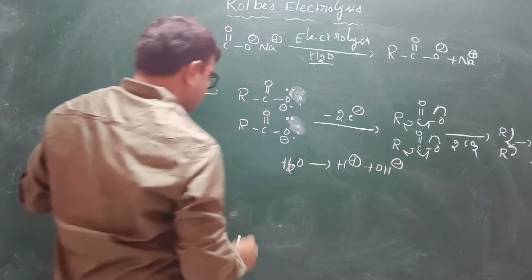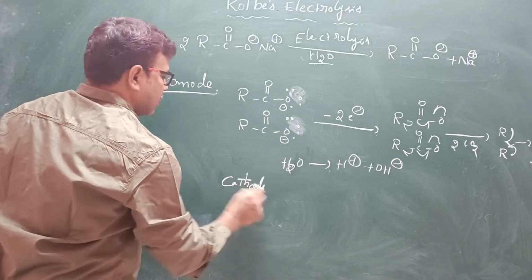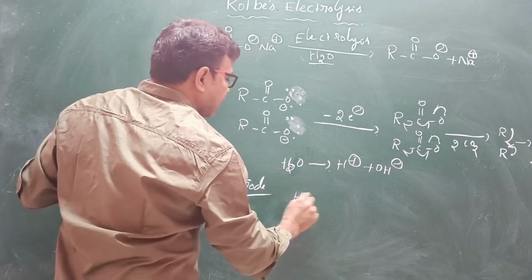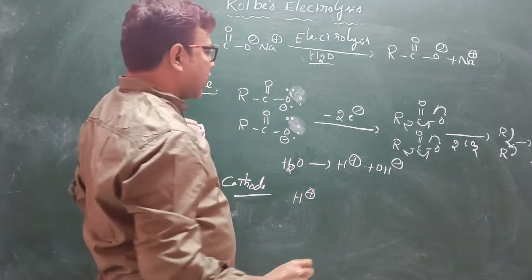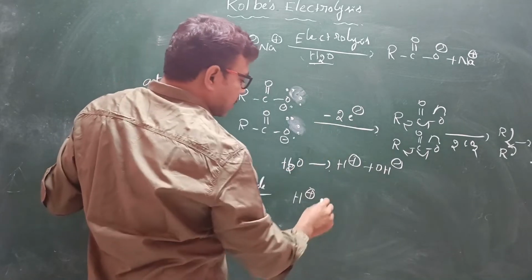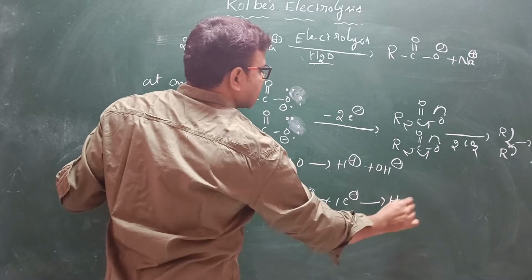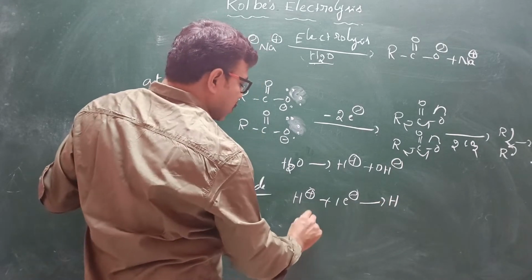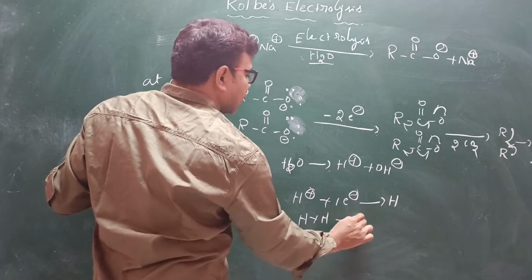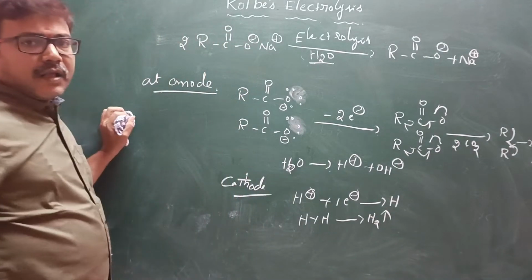At the cathode, H plus ion accepts 1 electron. So at the cathode, reduction takes place. Here the carboxylate anion loses 1 electron. At the cathode, the H plus ion accepting 1 electron is converted to a hydrogen atom. 2 hydrogen atoms combine with each other to give hydrogen gas. So hydrogen gas is liberated at the cathode.